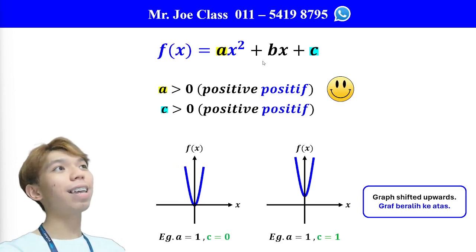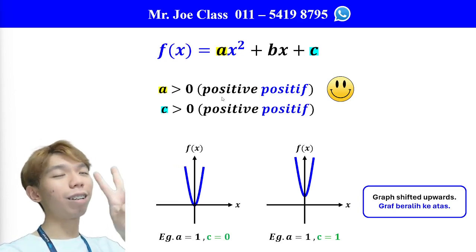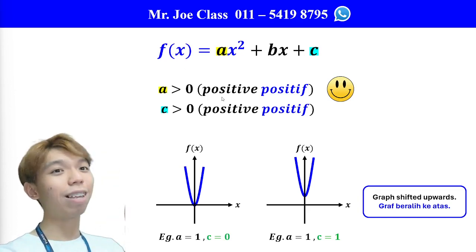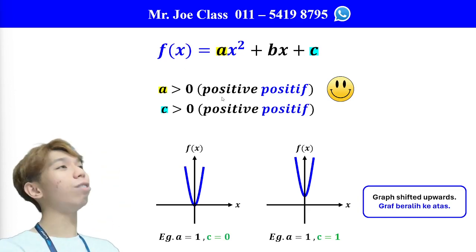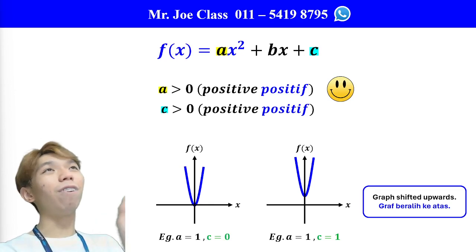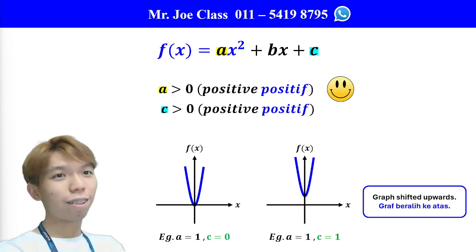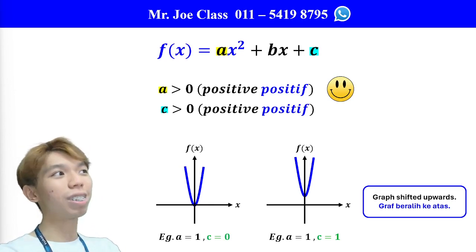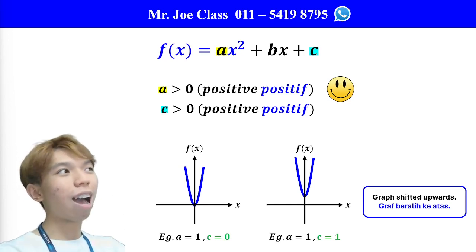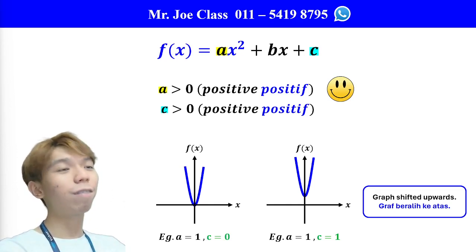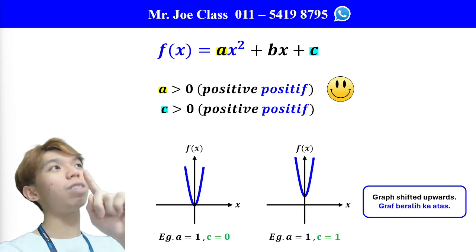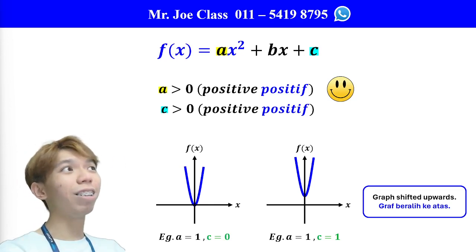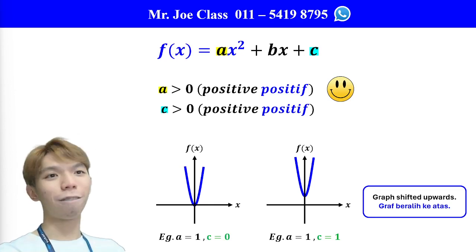And for this case, A is greater than 0, so the graph will still remain as a smiley face. But when you describe it, you do not have to describe that the parabolic shape opens up. No need. If you're requested to just describe on C, you just say that the graph shifted upwards. That will do. You do not need to describe A when there are only changes on C. One sentence is already enough.